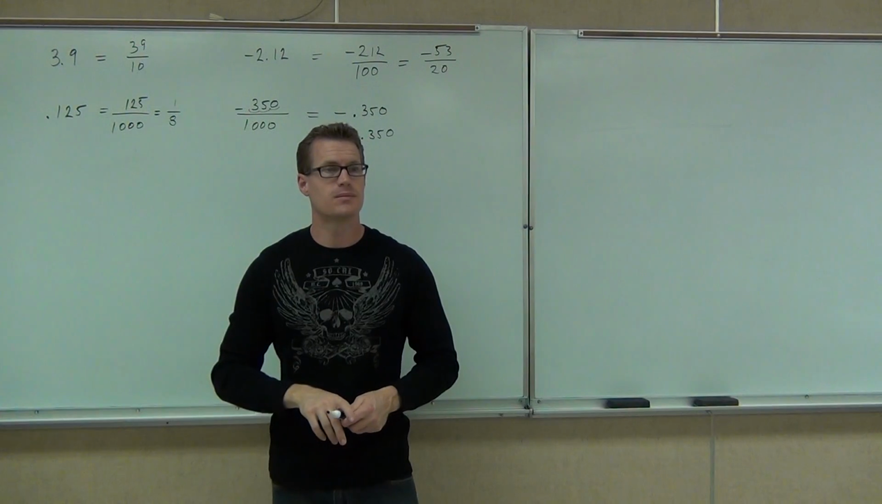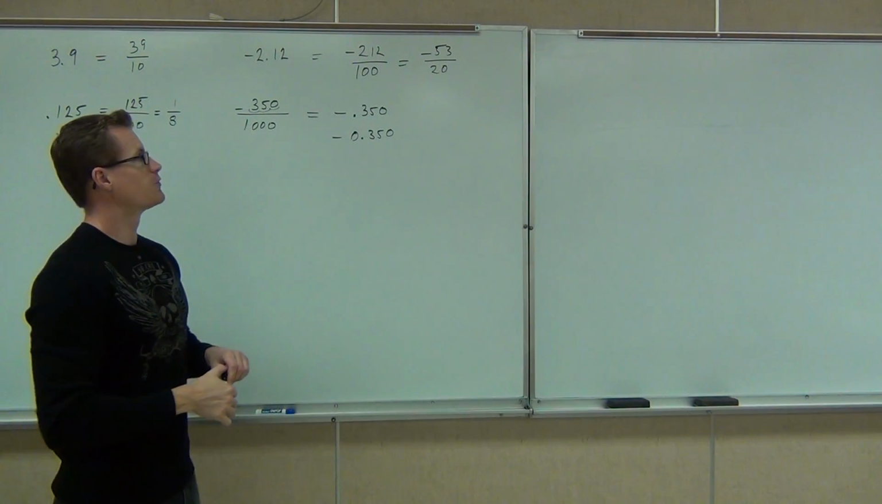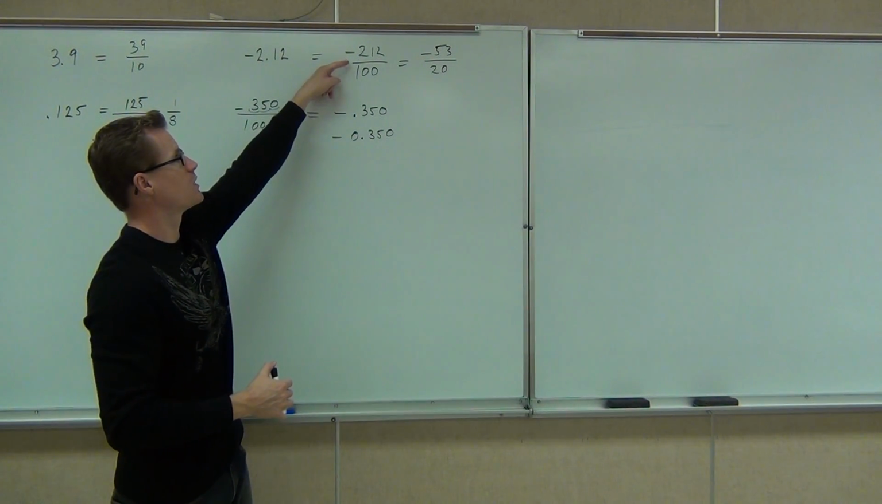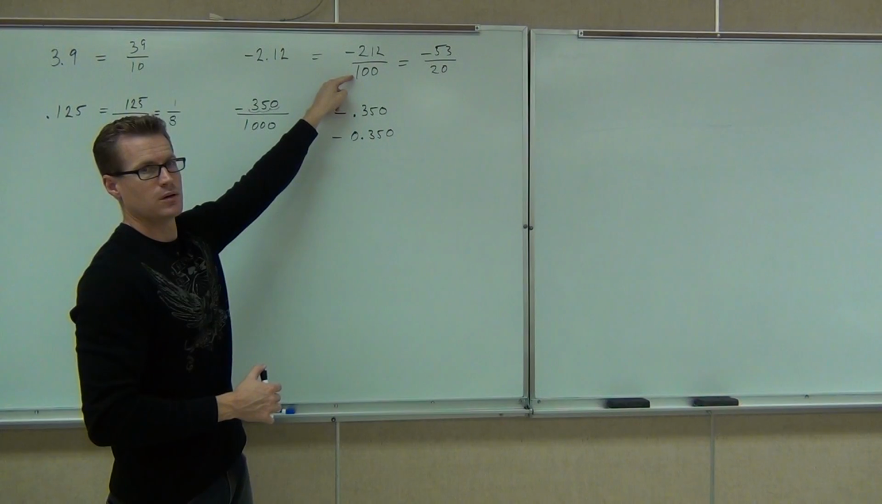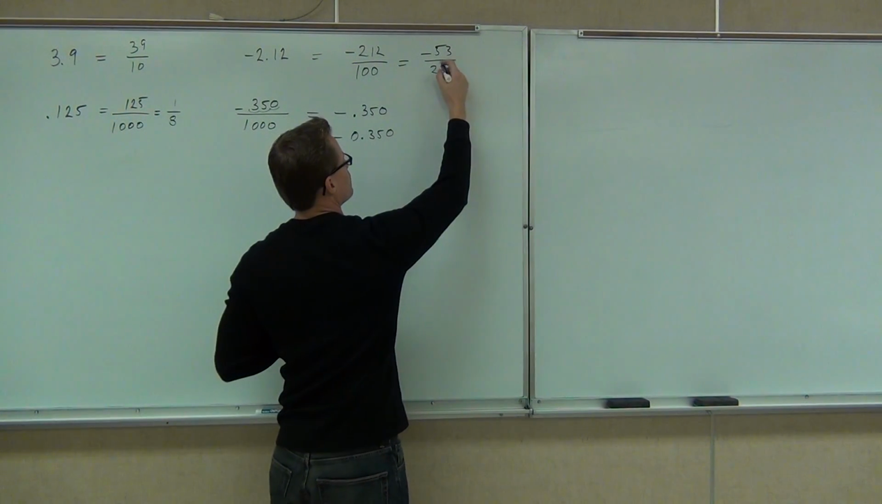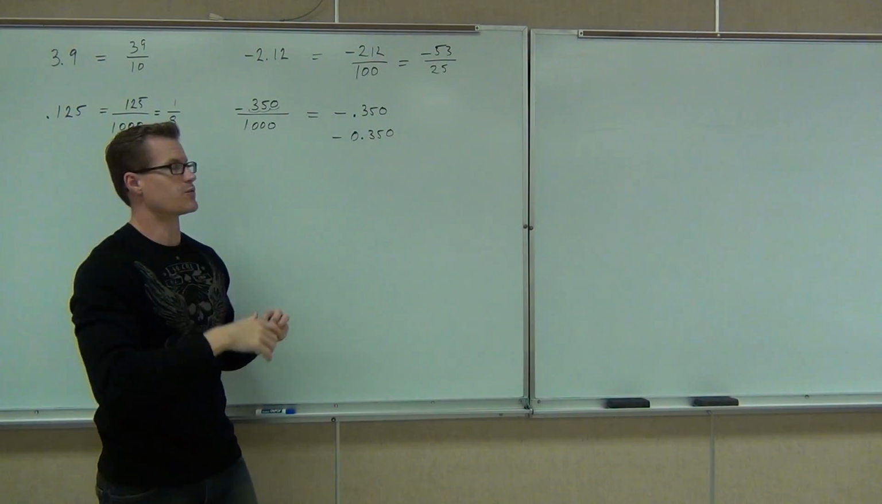What about, have you reduced it? I did reduce it. By what? 4. 4 goes into both 212 and 100. Oh, you know what? I made a mistake there. That's supposed to be 25. 5 times 20, no? It should be 4. It should be 25. My bad.